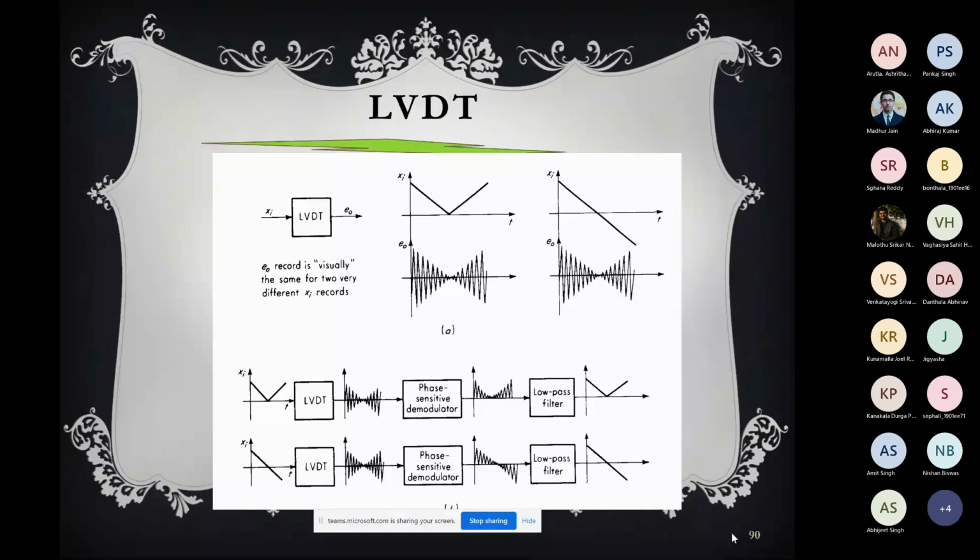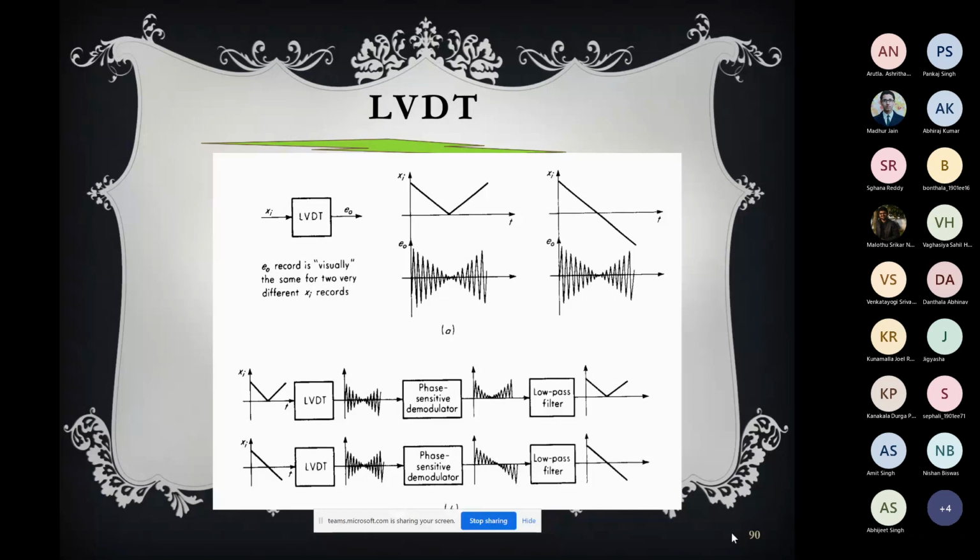Now we consider that Xi is changing. Consider case 1, where Xi is positive, slowly varying, coming to 0 and then going above. And consider another motion where Xi is positive, slowly coming to the null position and then going below the null position. For these two, what will be the output of the LVDT? You will get the modulated sine wave. For a varying input, you get a modulated sine wave as output. Irrespective of whether the core position is above or below null, because it cannot detect that, we will get the same output.